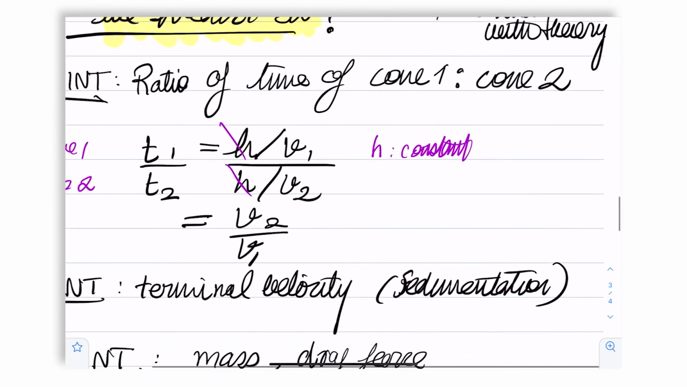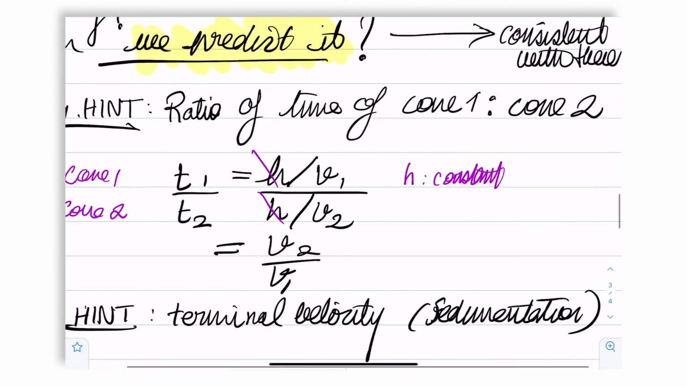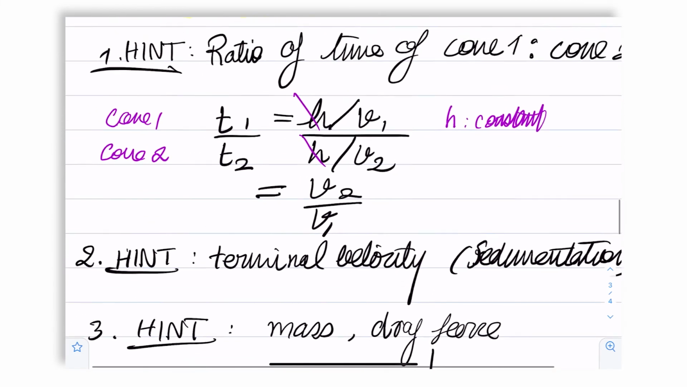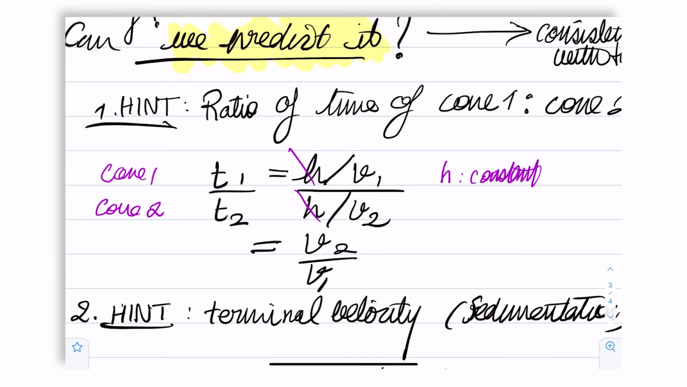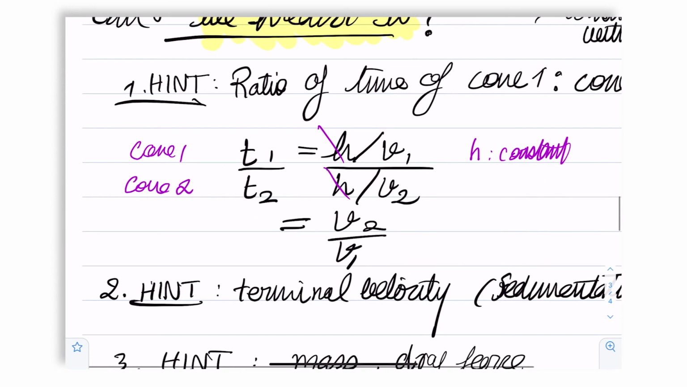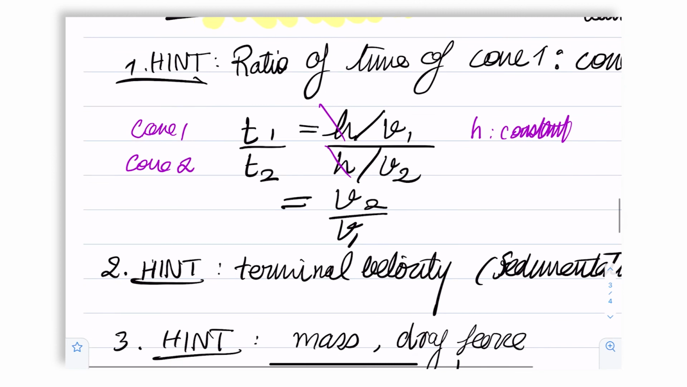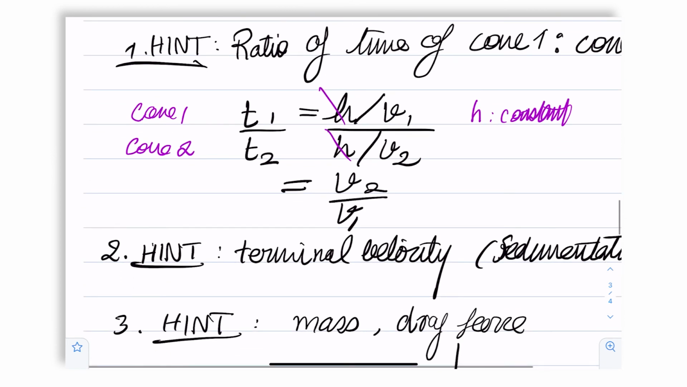The second hint is that what is V? V is nothing but the terminal velocity, something like what we discussed in the sedimentation problem. Which means that at some point the upward and downward forces are equal and opposite, can be equated, and that there is a net velocity but no acceleration. Constant velocity. That's what terminal velocity means.